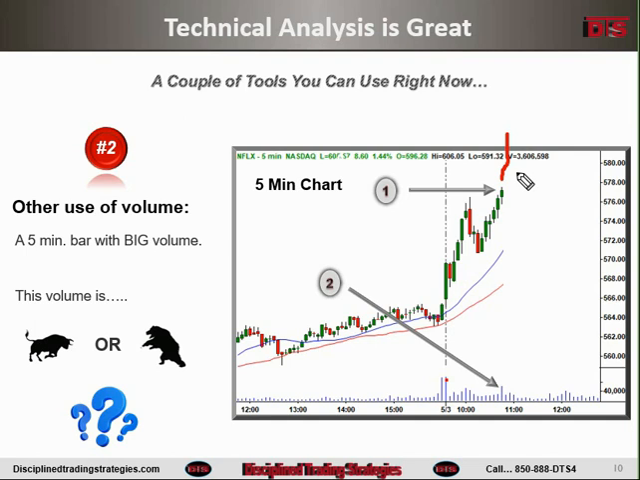What does this volume tell us? Is this volume bullish or bearish? That guy right there, bullish or bearish? Now keep something in mind. We just broke the high of the day, but we also were up a little bit. Longs taking profit. But is that bearish? Is profit taking bearish? There's a great question.